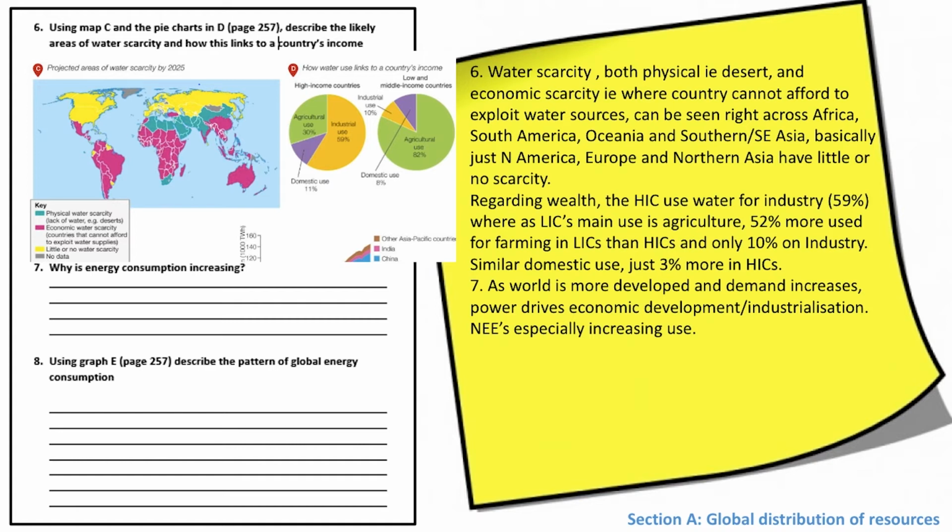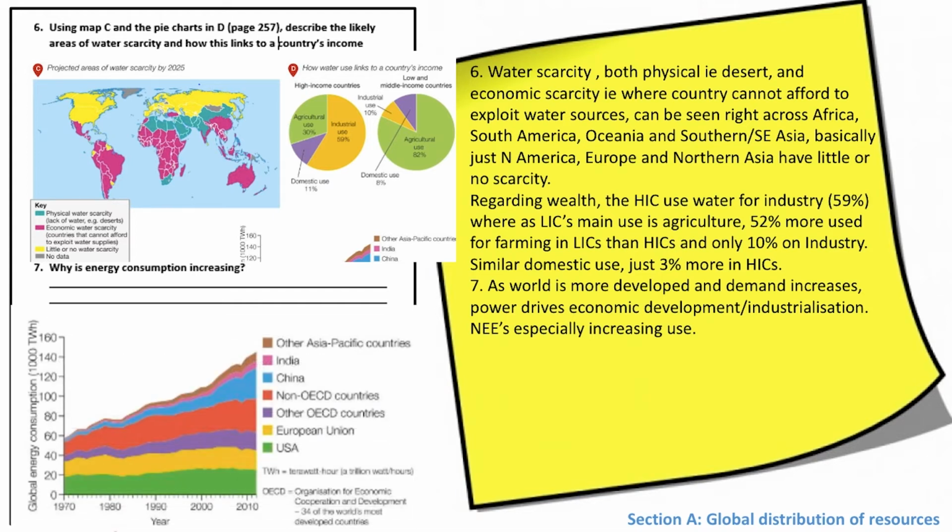Question 8 says, using graph E, page 257, describe the pattern of global energy consumption. Let's take a look at that graph. So as you can see from that graph, it shows us, always taking that little bit of time, what does this graph show us? The year along the bottom, so we're going back to 1970 and we're looking at how energy consumption has increased since then.